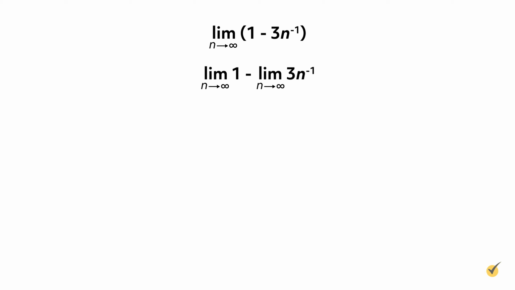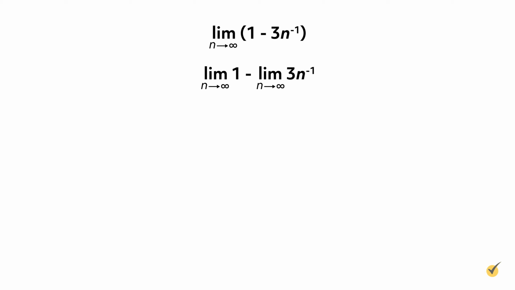Now let's try one that lets us use the subtraction and multiplication rules. Find the limit as n approaches infinity of 1 minus 3 times n to the negative 1. Here we have subtraction, so we can break up our sequence. The limit as n approaches infinity of 1 minus the limit as n approaches infinity of 3 times n to the negative 1.